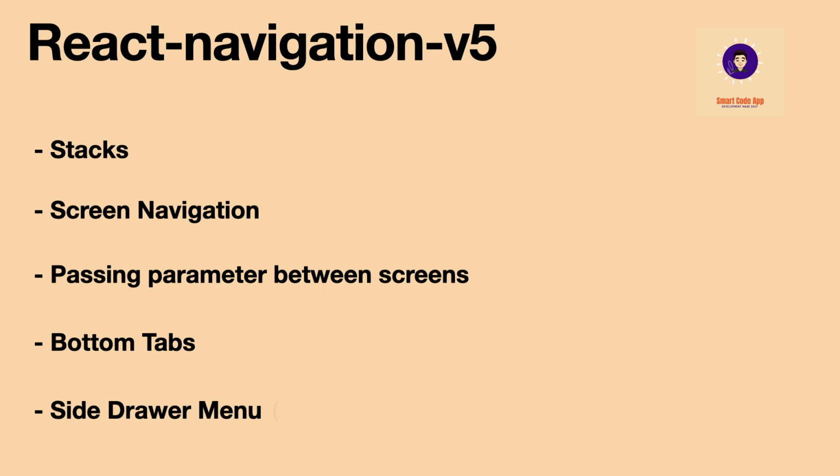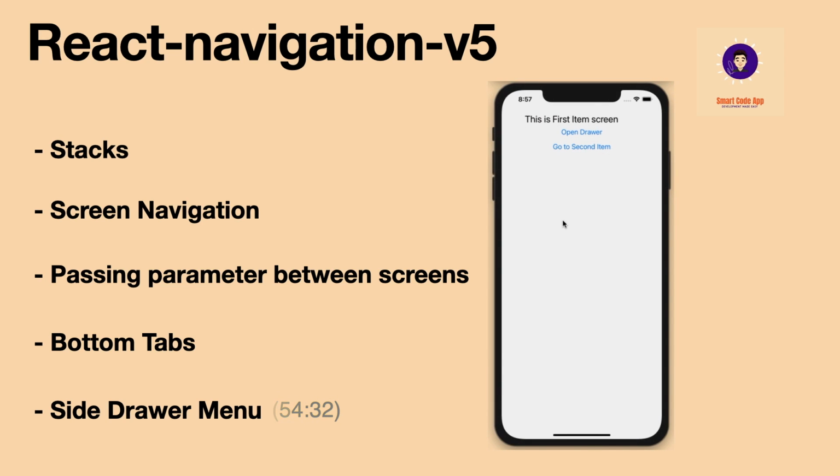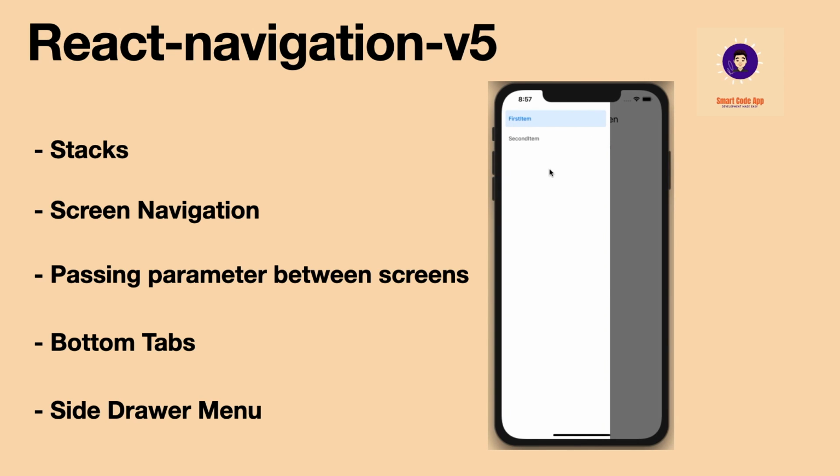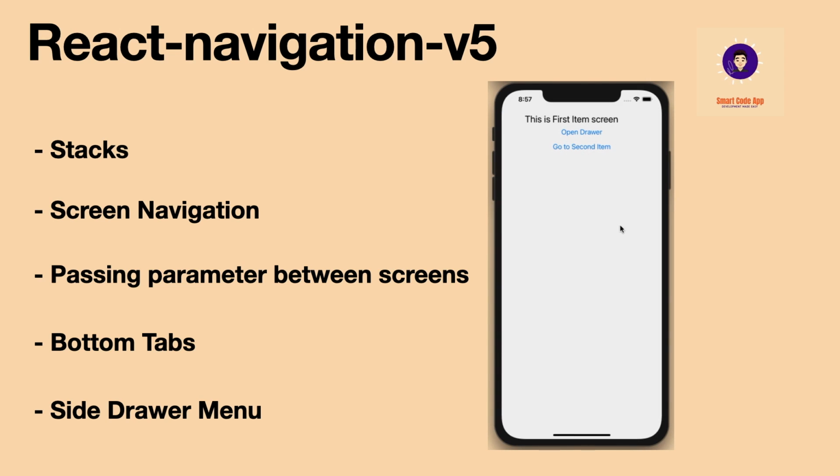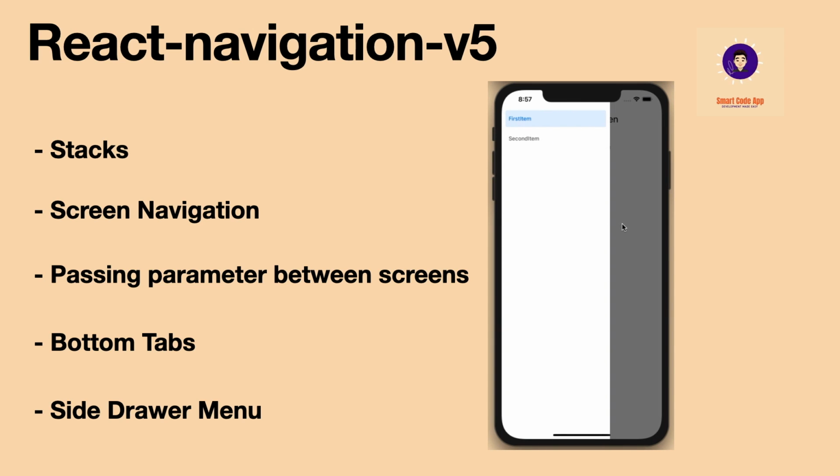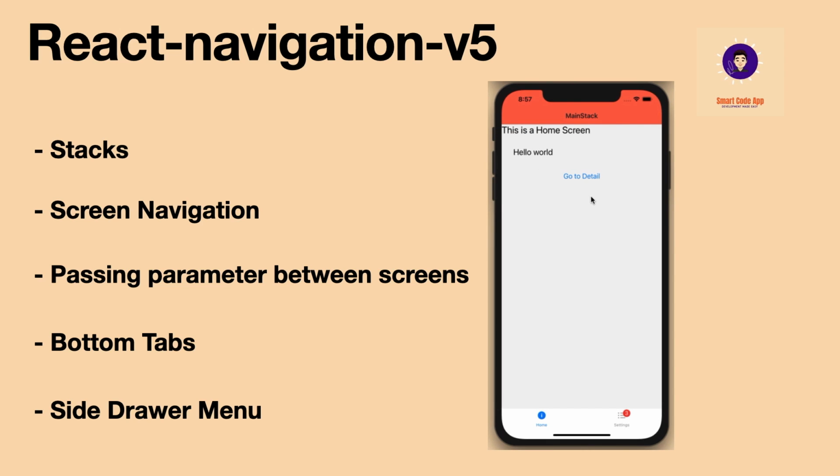The side drawer menu is famous in Android material design. We will code here to open a side drawer menu programmatically. For example, clicking on open drawer should open a side drawer menu, and clicking outside the menu should close it. Also, swiping from the left of the screen to the right should open the side drawer menu. Clicking on items in the menu should navigate to the respective screens.